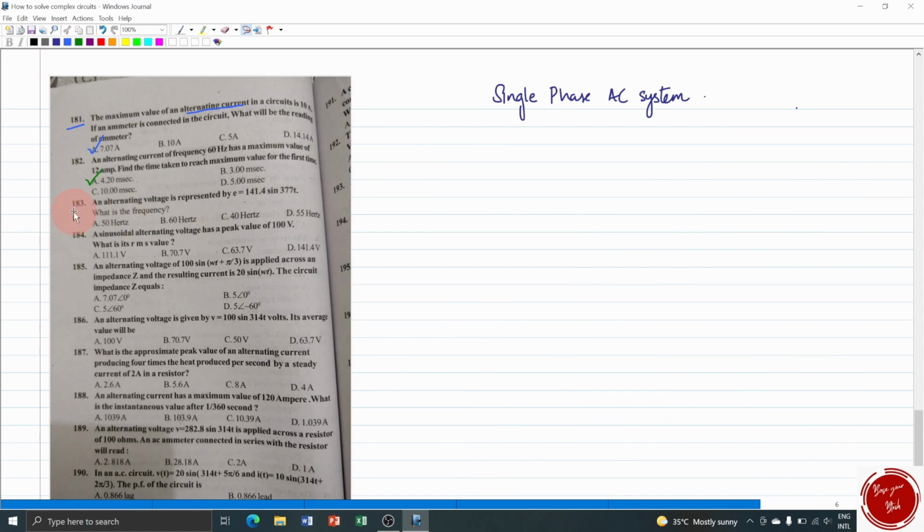Question number 183. Voltage is represented by 141.4 sine 377 t. What is the frequency? Again, you can compare it with AM sine 2 pi f t. Okay, so 2 pi f indicates the 377.